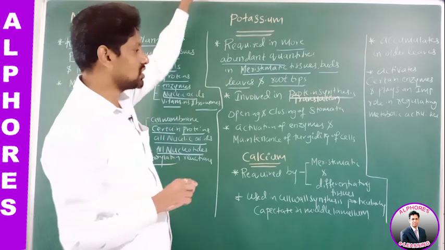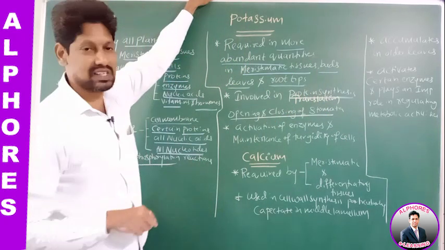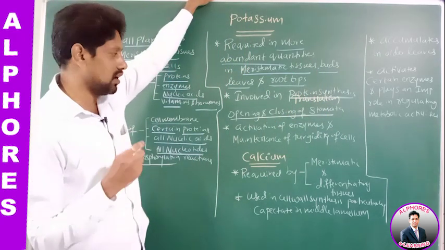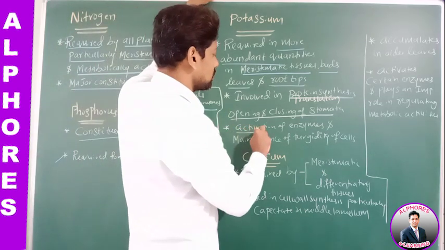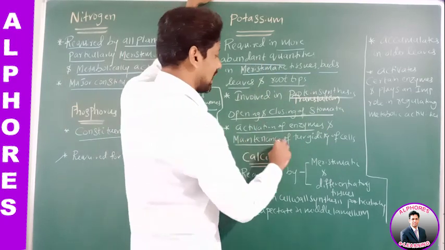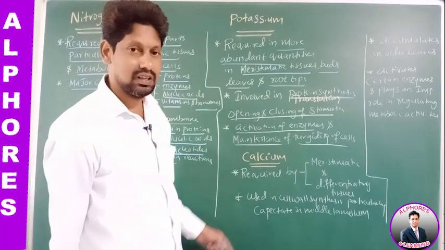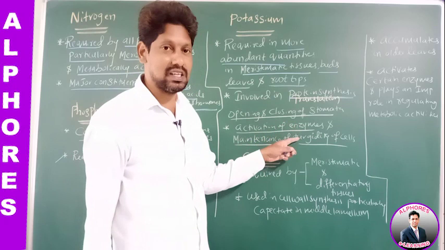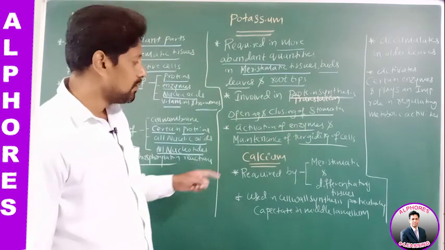Sir, this potassium helps in opening and closing of stomata. Helps in what, sir? Opening and closing of stomata. Right. Sir, this potassium is used to activate the enzymes, okay, and maintains the turgidity of the cells. Involved in activation of enzymes and maintains the turgidity of the cells. Okay, now go for the next one.